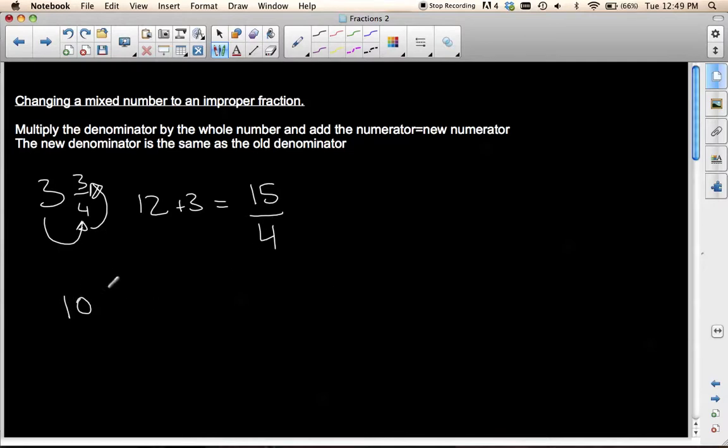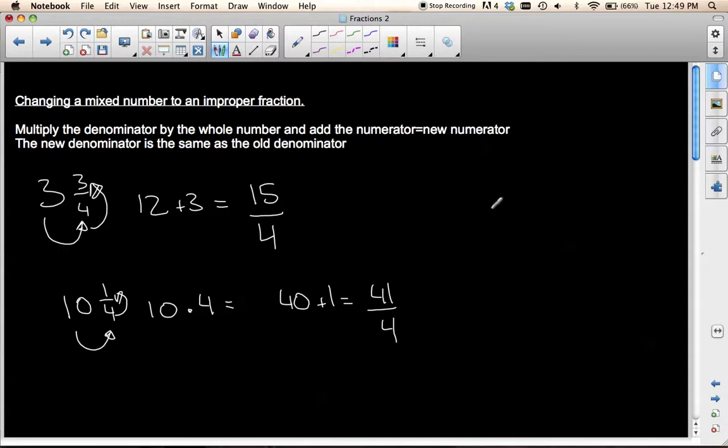So even if you have something like 10 and 1/4, we're going to do the same thing. 10 times 4, multiply my whole number by my denominator, which will give me 40. Then I'm going to add my old numerator, which will give me 41 over 4. So really, guys, that's it. That's as complicated as it is to change from one to the other. It doesn't get more difficult or confusing than that.